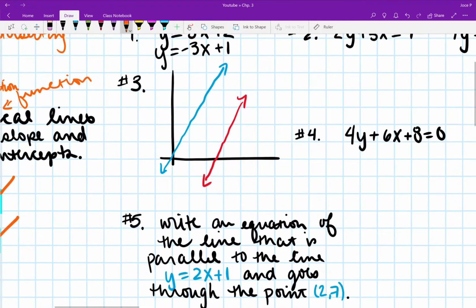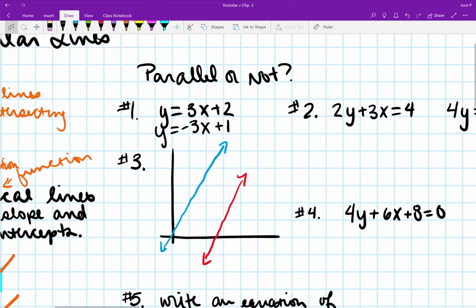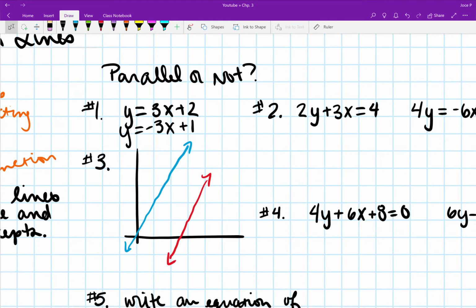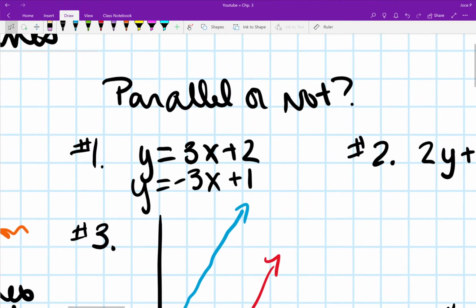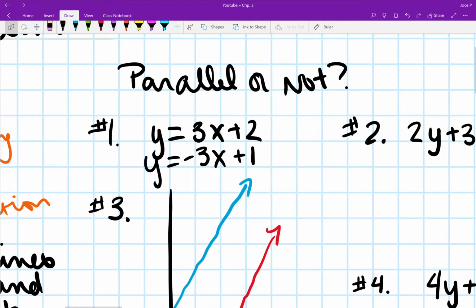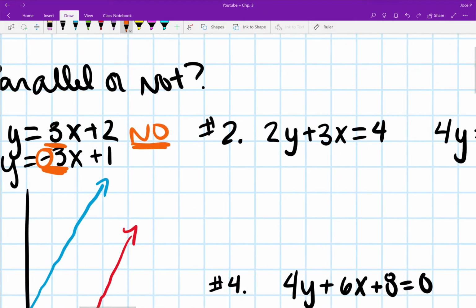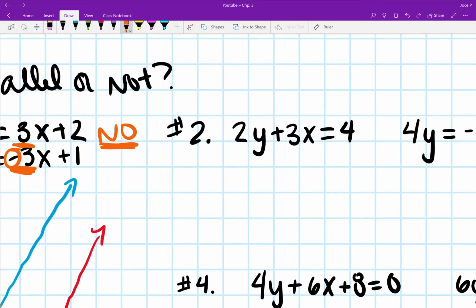Let's look at some examples of parallel lines over here. Here we're going to say, are these parallel or not? Yes or no? Number one, parallel or not? Well, although it may seem that way, the two slopes are different. This is a negative, this is a positive. So no, this is not parallel. It will eventually meet. Number two, well, it looks like we're going to have to break down this equation to get it into y equals mx plus b slope-intercept form.